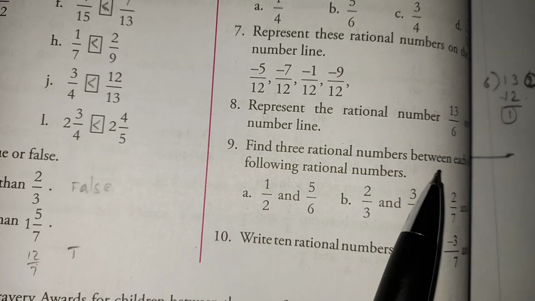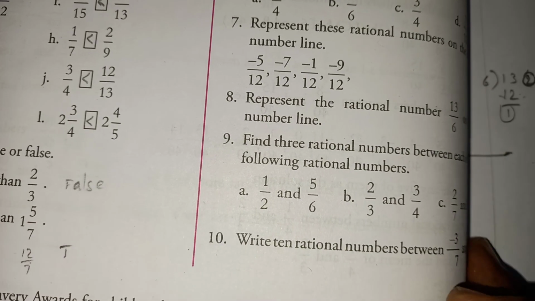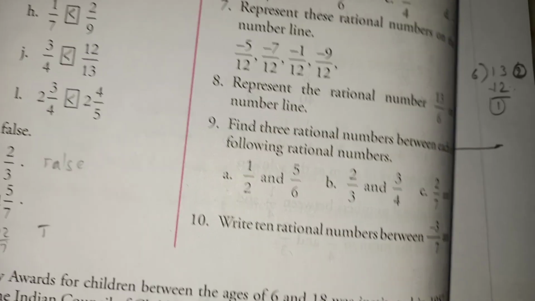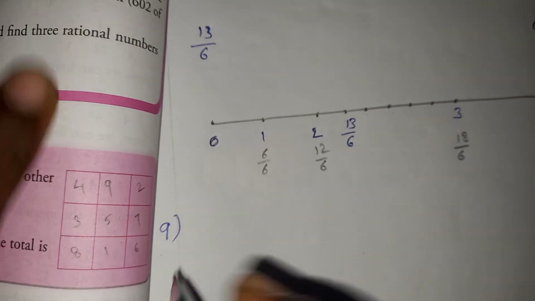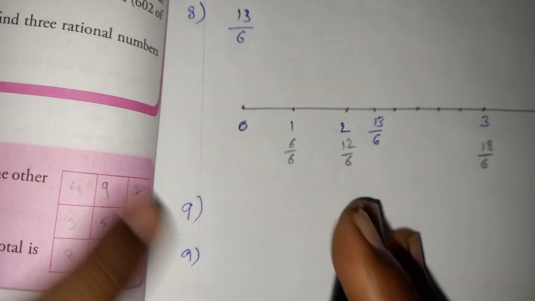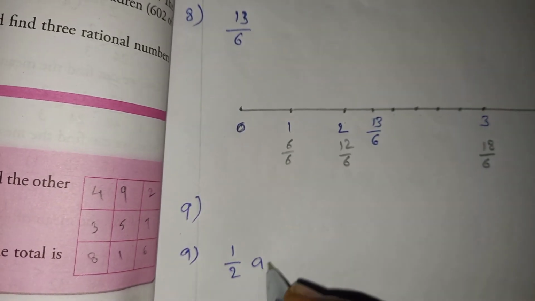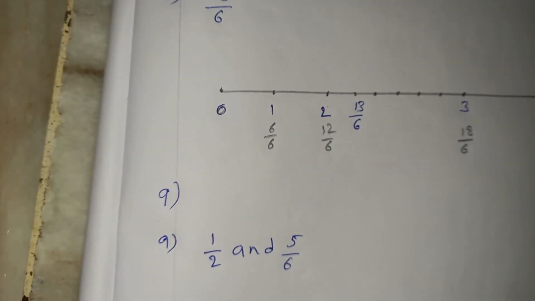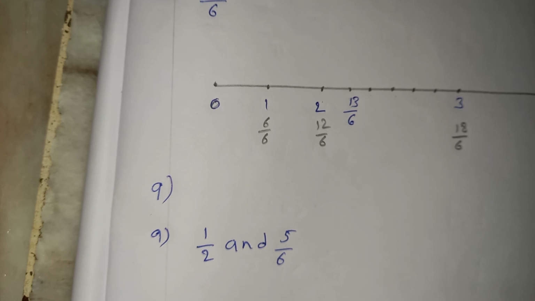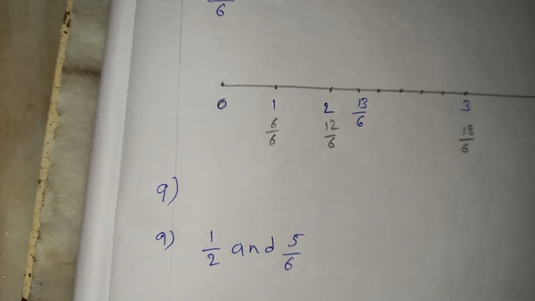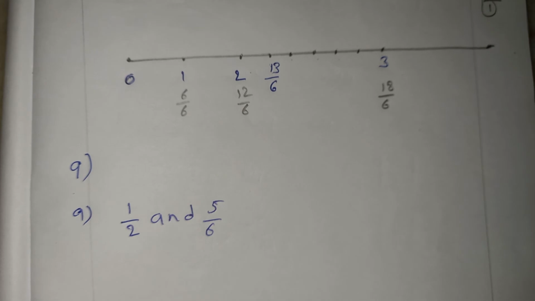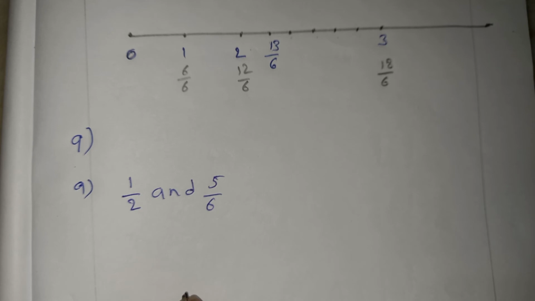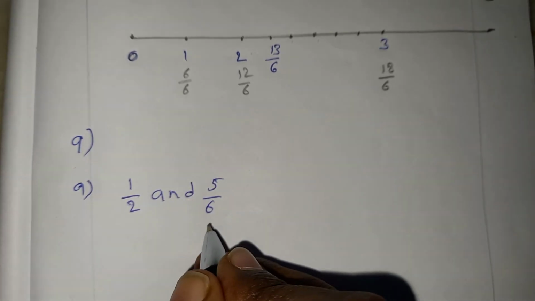Find 3 rational numbers between each of the following rational numbers. So they are asking us to calculate 3 rational numbers. How many rational numbers? 3 rational numbers between 1 by 2 and 5 by 6. 1 by 2 and 5 by 6. Three rational numbers we have to write here. So they asked us to write three rational numbers in between 1 by 2 and 5 by 6.